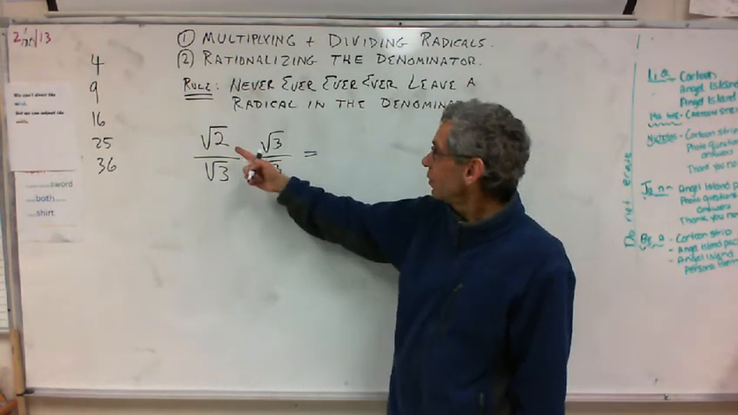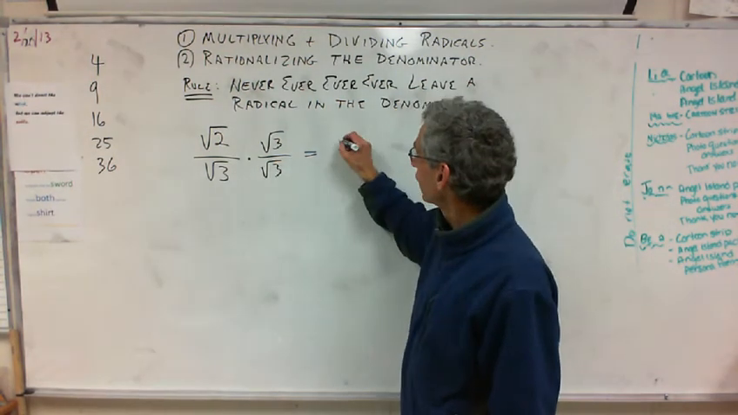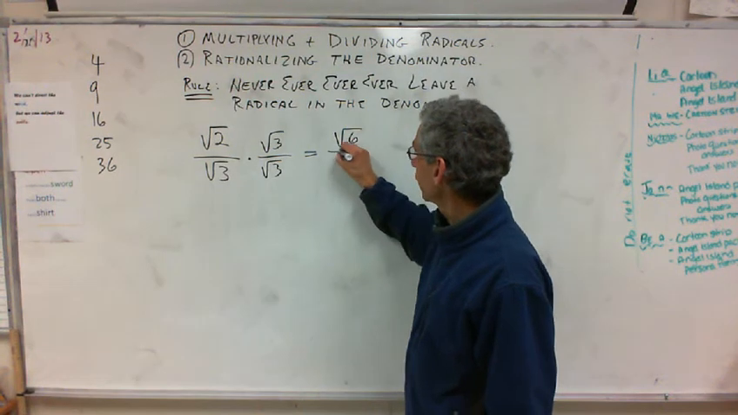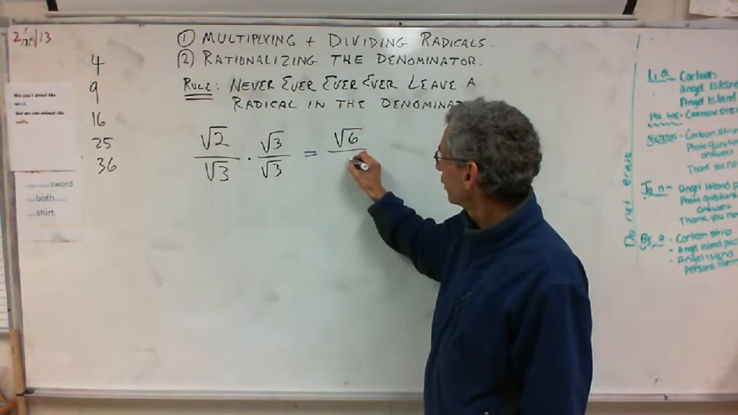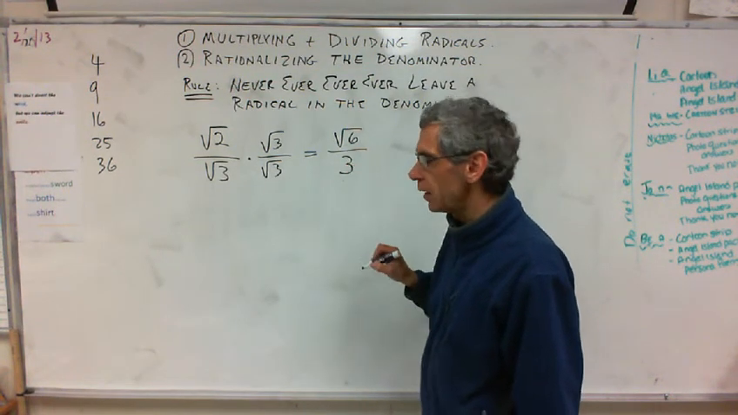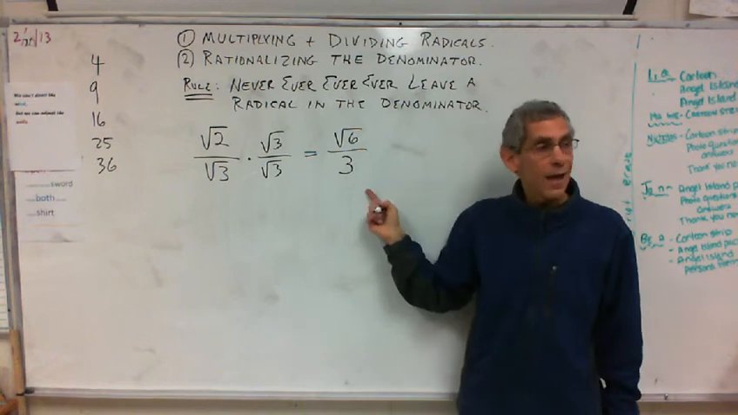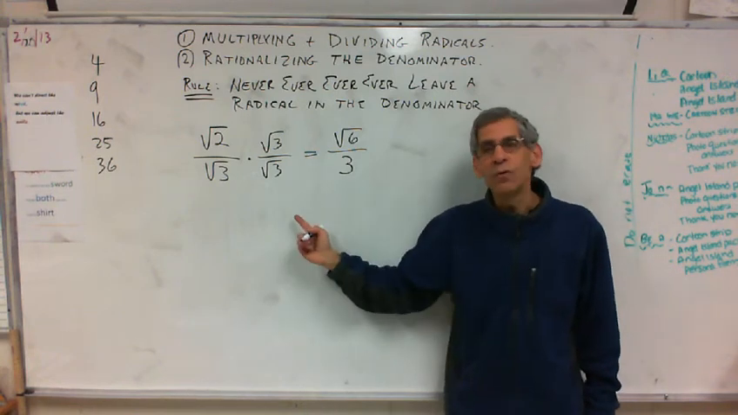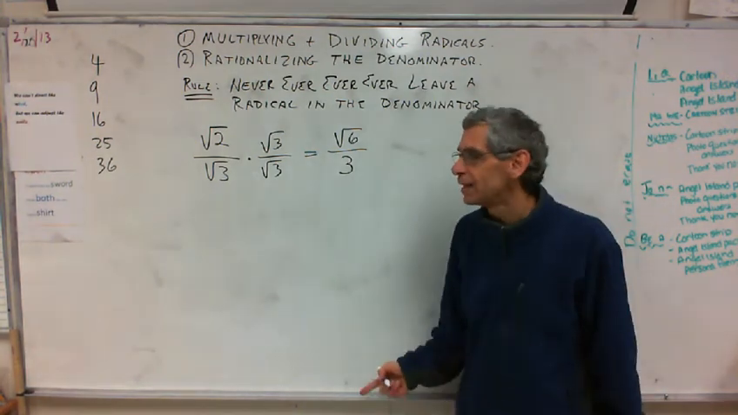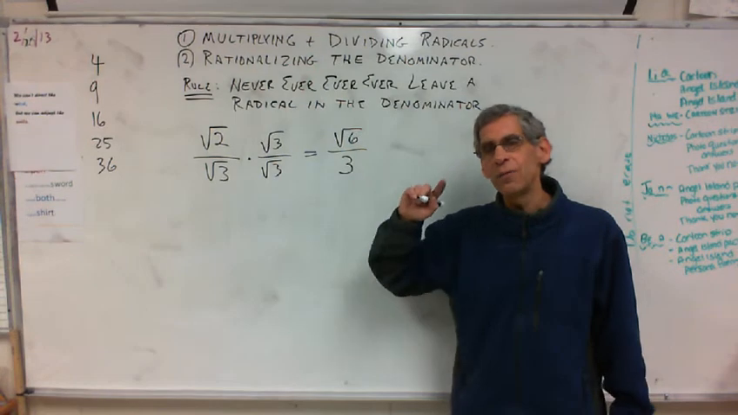So now what do we have in the numerator? Square root of 6. Over, what do we have in the denominator? 3. Right? So now we're done. Look how easy that was. Rationalizing the denominator is so easy.